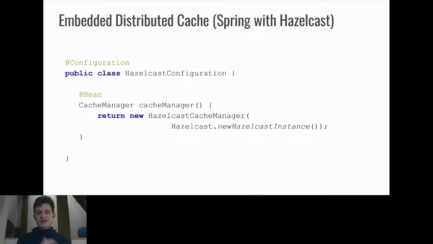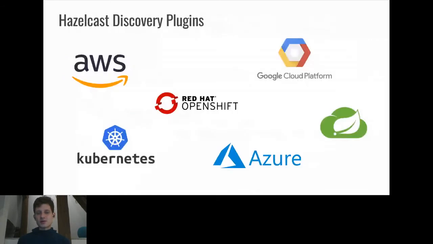Now you may wonder, but how does each cache instance know about each other? I mean, how do they discover themselves? We thought about how to make it convenient for the users, and we came up with the idea of discovery plugins. We actually have discovery plugins for all used environments.